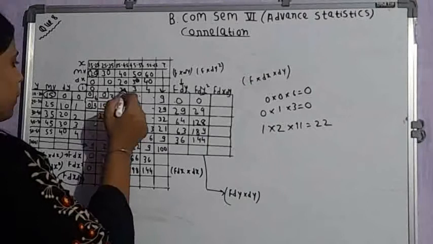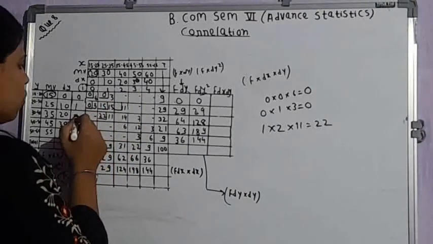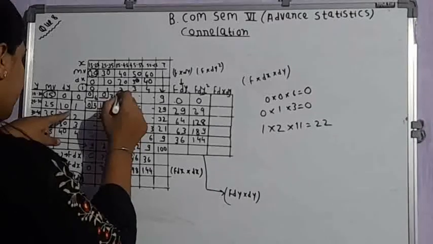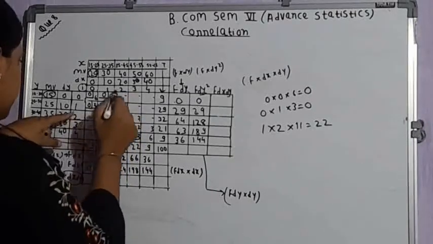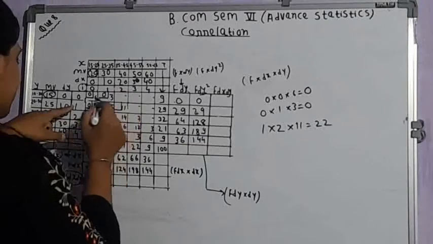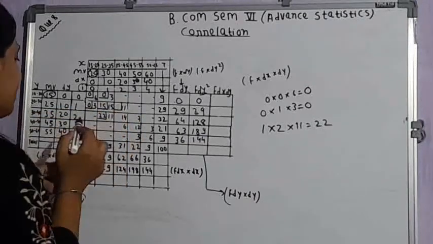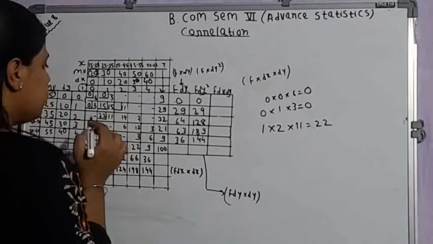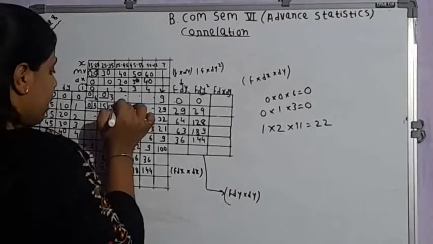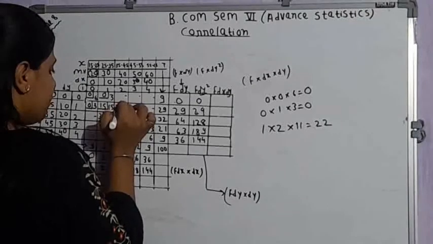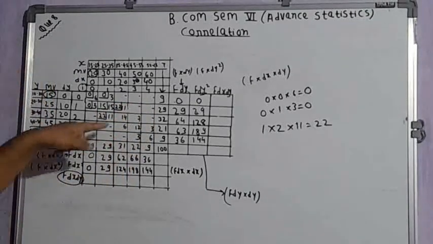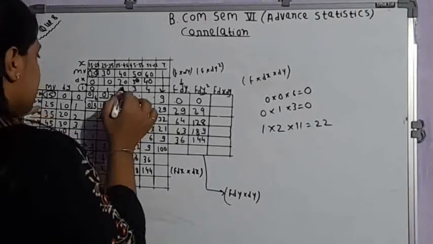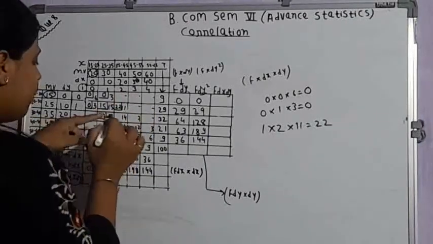dx is 2 over here, dy is also 2 over here, and frequency is 11 over here. dx is 2 over here, dy is 1 over here, and frequency is 11. So 2 into 1 into 11 means 11 into 2, so it would be 22.